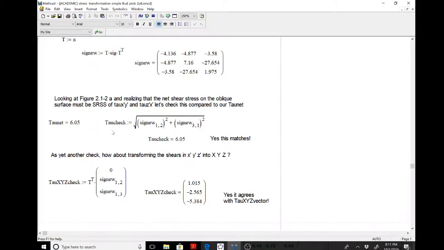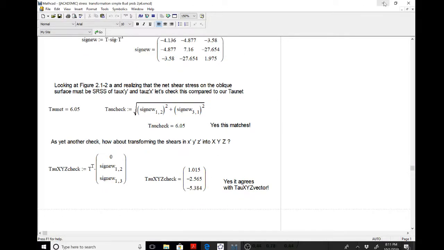And here's my tau check. And in the book, you'll notice that he did a really minimal check. He said tau net is sigma nu 1, 2. I guess I could have, it's not super minimal. This is 1, 2 right here. This squared, 4.877 plus 3.58 squared should give you 6.05. I didn't program that, but that I hope is intuitive. But if it's not, this one though I'm sure is not intuitive, and that's kind of amazingly beautiful.